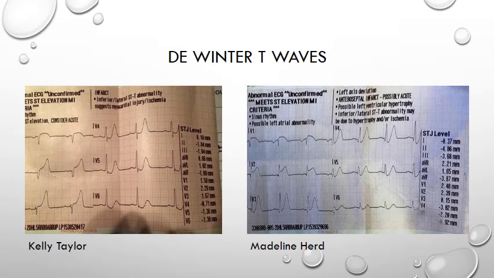Here are two more examples of ECGs with the De Winter T waves. They both clearly meet the STEMI criteria, and credit for these go to Kelly Taylor and Madeline Hurd, but you can see the ST depression with symmetrical peaked T waves in the precordial leads and the ST elevation in AVR from the numbers at the right hand side of the rhythm strips.